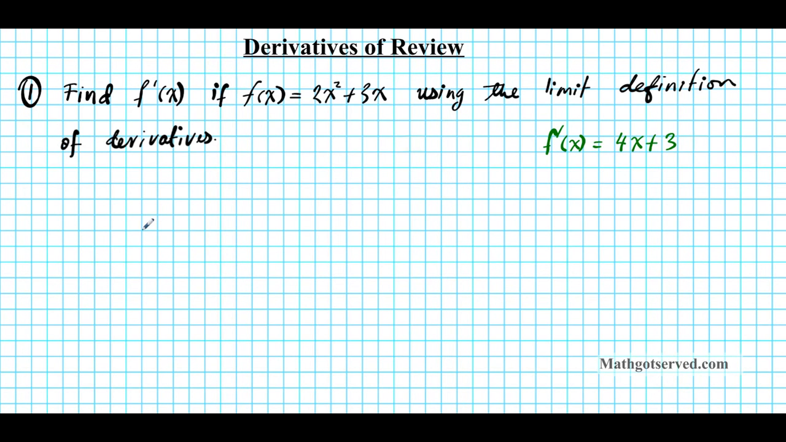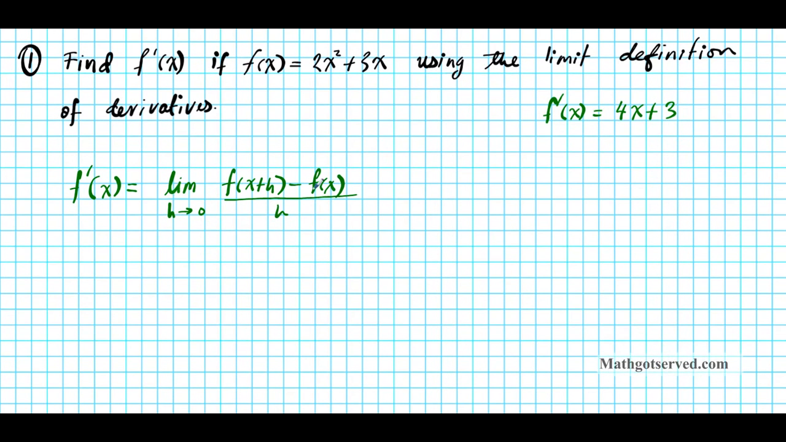Okay, so the formula, f prime of x, there are two of them, but this is the one that I'd like you to use. Limit as h approaches 0 of f of x plus h minus f of x, and this divided by h. Okay? All right, so let's go ahead and apply that to this problem. So f prime of x is going to be the limit as h approaches 0.